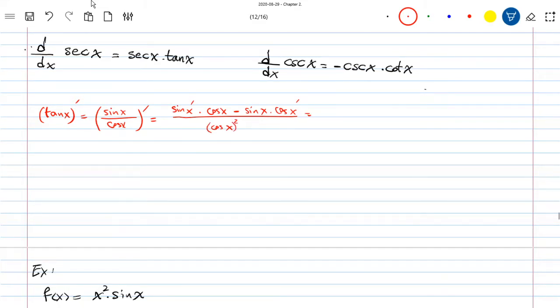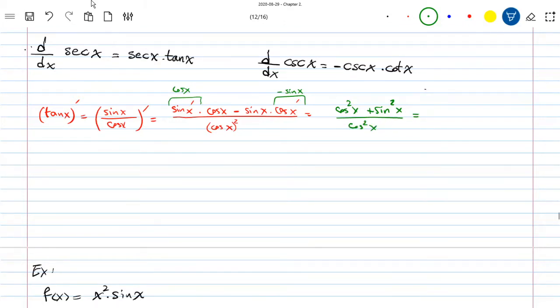Okay, what's the derivative of sine? We already figured out the derivative of sine. The derivative of sine is simply cosine. What's the derivative of cosine? Count this as well, negative sine x. So what we have is cosine times cosine, cosine squared x. Negative sine times negative sine becomes plus sine squared x, all divided by cosine squared x.